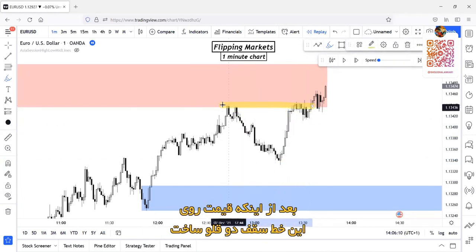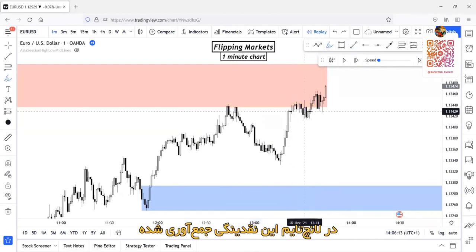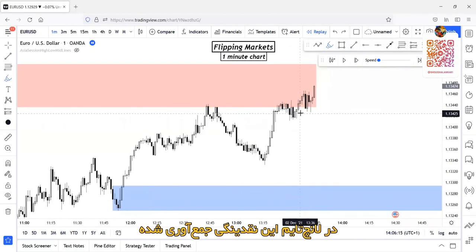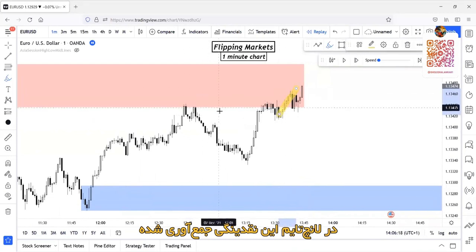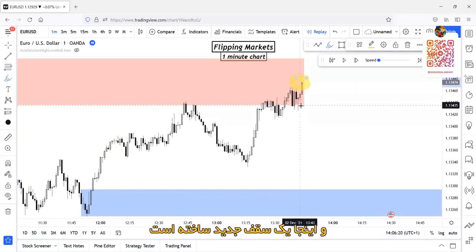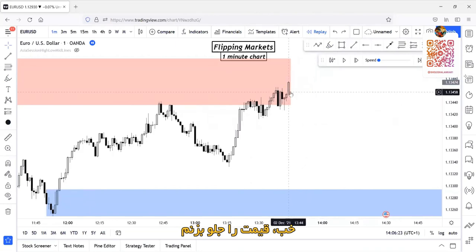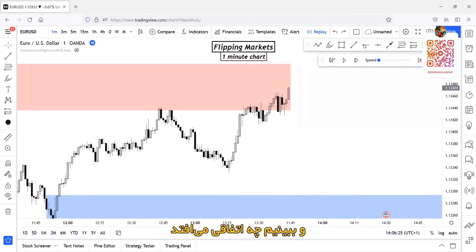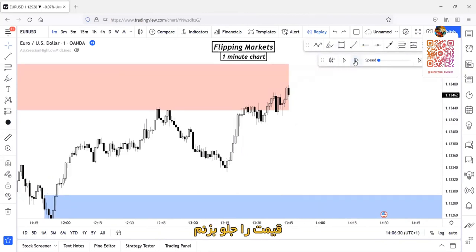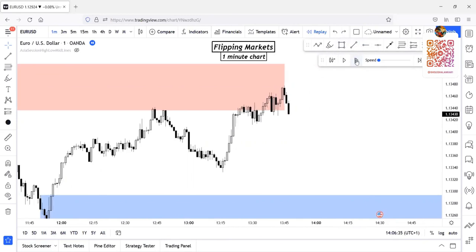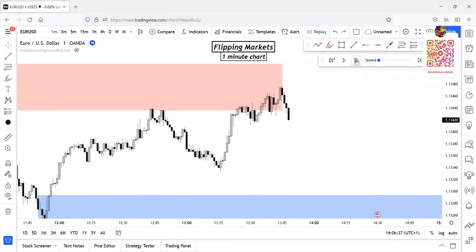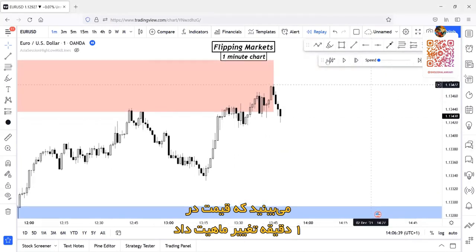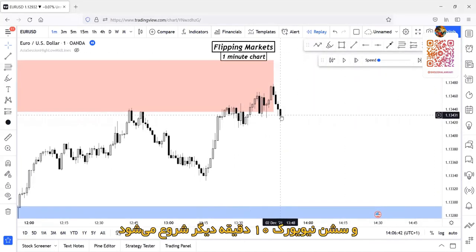After, price created equal tops on this line, and lunchtime actually swept that liquidity and created a new high here. So let's just play price forward and see what happens. So we are currently in the 1-minute, as you can see, and let's just play price. Okay, price changed character on the 1-minute, as you can see, and New York will be open in 10 minutes.